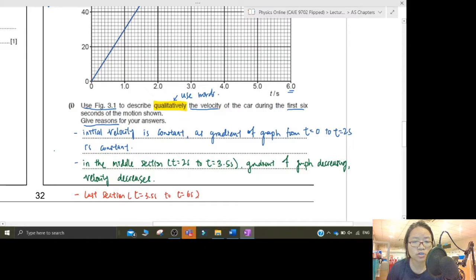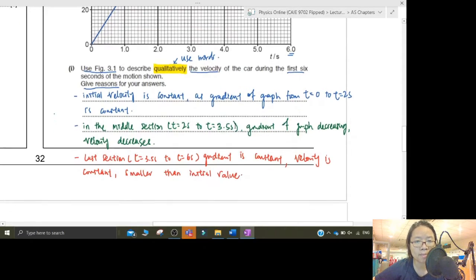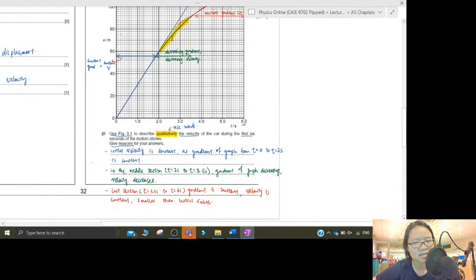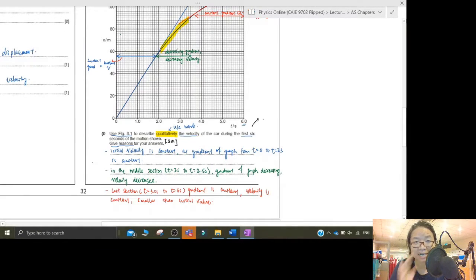So for the last section, 3.5 seconds to 6 seconds, I can say that the gradient is constant, and because of this, the velocity is constant as well. But I have to mention that it is smaller than the initial value, because that last mark is a little bit harder to get. Smaller than the initial value because the graph is steeper in the beginning and less steep towards the end. Alright, that is the first part.